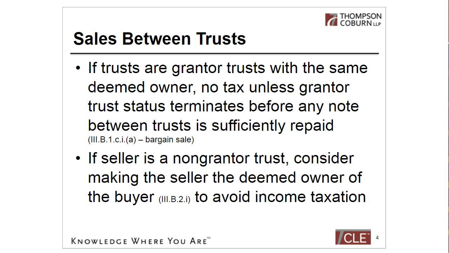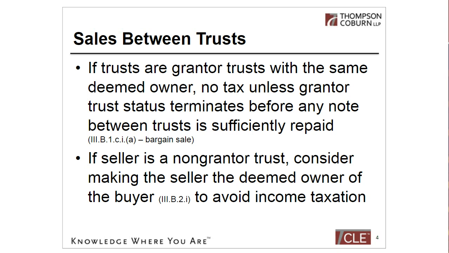And so mom creates another irrevocable trust with terms that she likes, and she also retains grantor trust powers. So she is the deemed owner of the old trust and the deemed owner of the new trust. So when the old trust sells to the new trust, there's no income tax consequence.